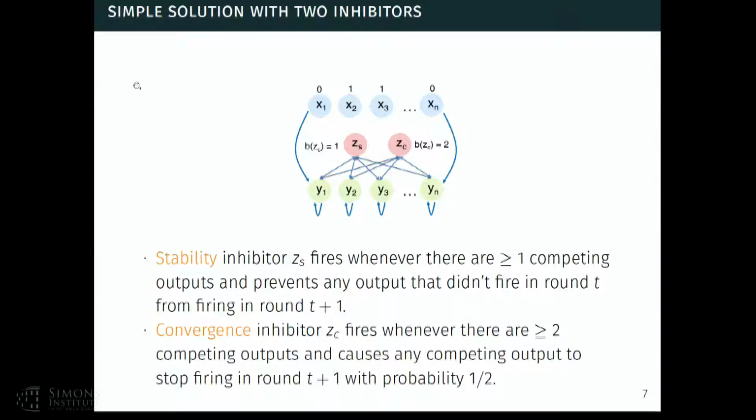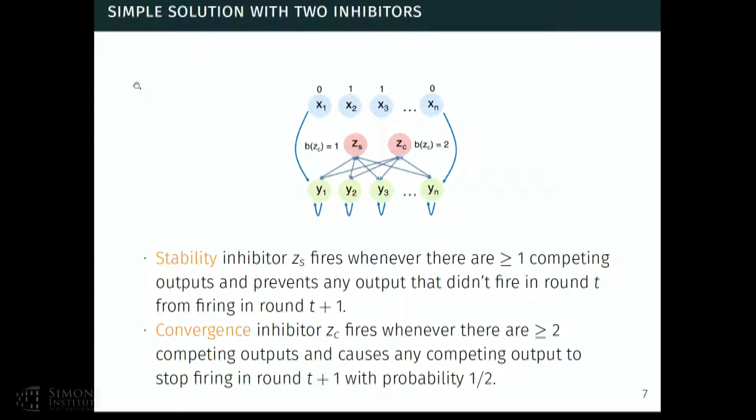The simplest case of that we can look at is when there are two inhibitors. I'm running out of time, so I'm going to go kind of fast through this. You're going to have one inhibitor, which is a stability inhibitor, which fires whenever at least one output fires in the previous round. This is going to ensure that once you converge to a winner-take-all situation where there's one firing output, that output is going to have a self-loop, and it's going to remain excited and continue firing, while there's enough inhibition to keep all the other outputs quiet if this inhibitor is firing.